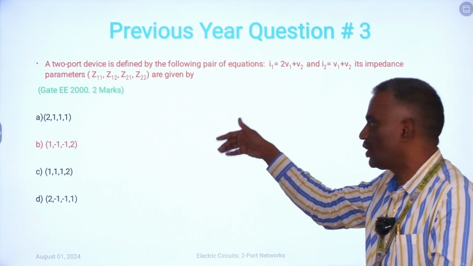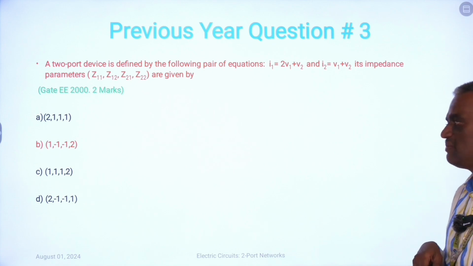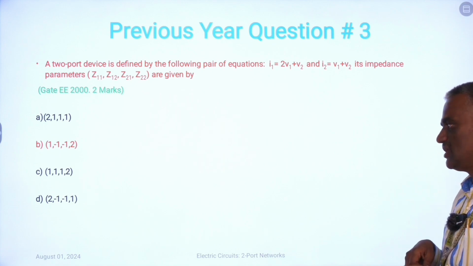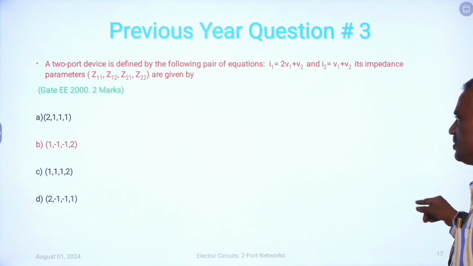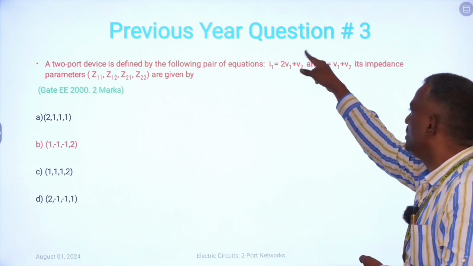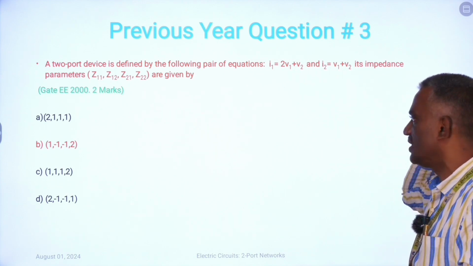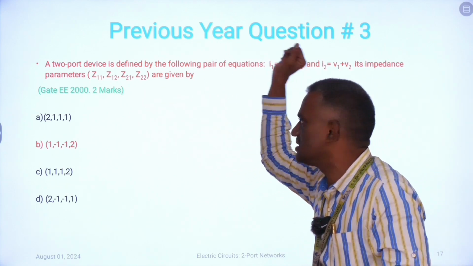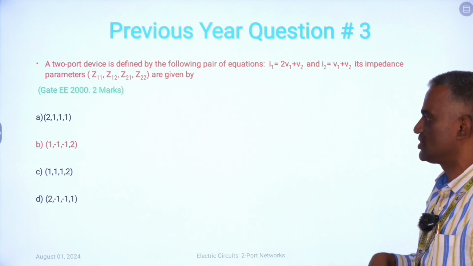Fine. So they have given 4 options. The answer is option B, that is nothing but 1, minus 1, minus 1, 2. We'll see the explanation in the last slide. How are you getting this one? Please keep in mind, 2 equations are given, with I1 and I2. They are asking for all the Z parameters. They have given 4 options.